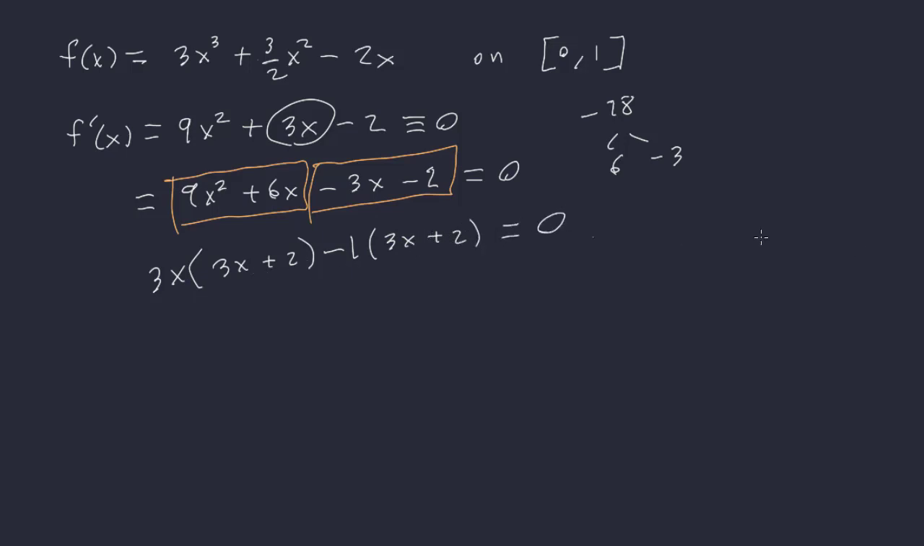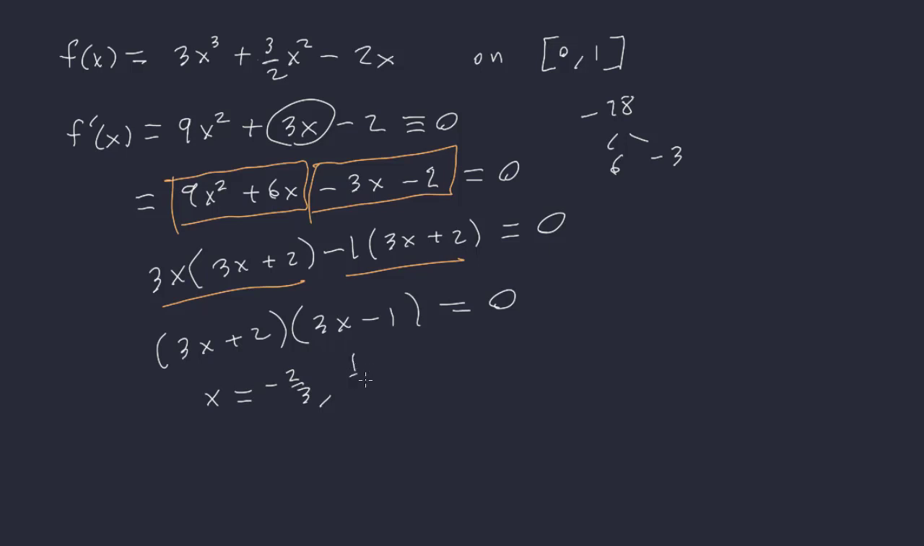And now we have two terms that both share 3x plus 2. So we can factor that out. It's 3x plus 2 times 3x minus 1 equals 0. All right, and then that tells us that x is either equal to, in this case, negative 2/3 or 1/3.